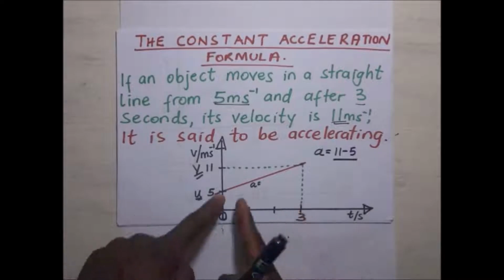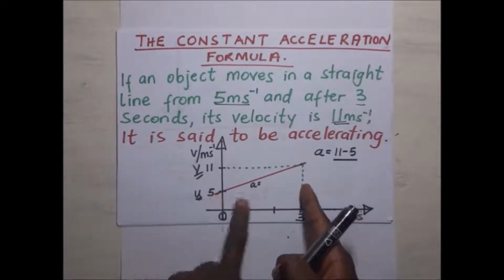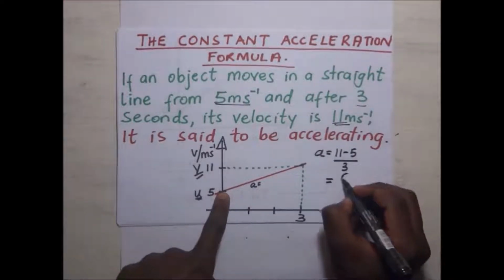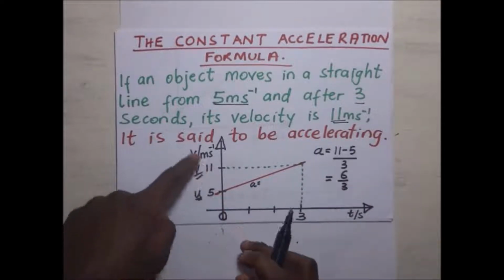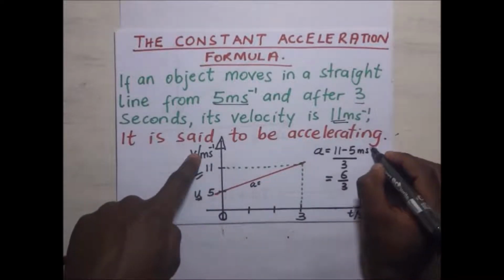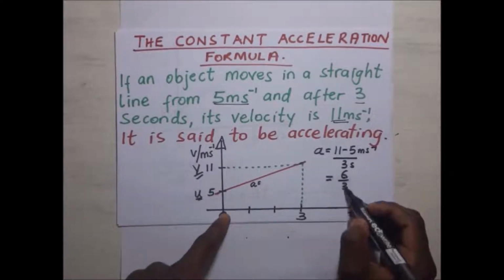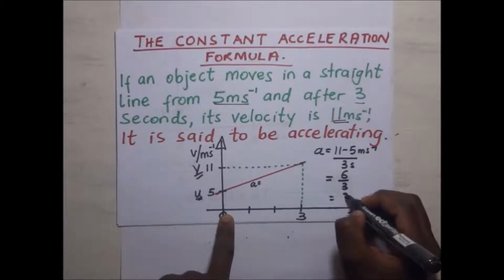Divide that by the change in x. The change in x, of course, is the final minus the initial, which is 3 minus 0, giving us 3. 11 minus 5 is 6. Divide that by 3. Now this 11 minus 5, of course, is in meters per second, and this time is in seconds. So 6 over 3 is going to give us 2.